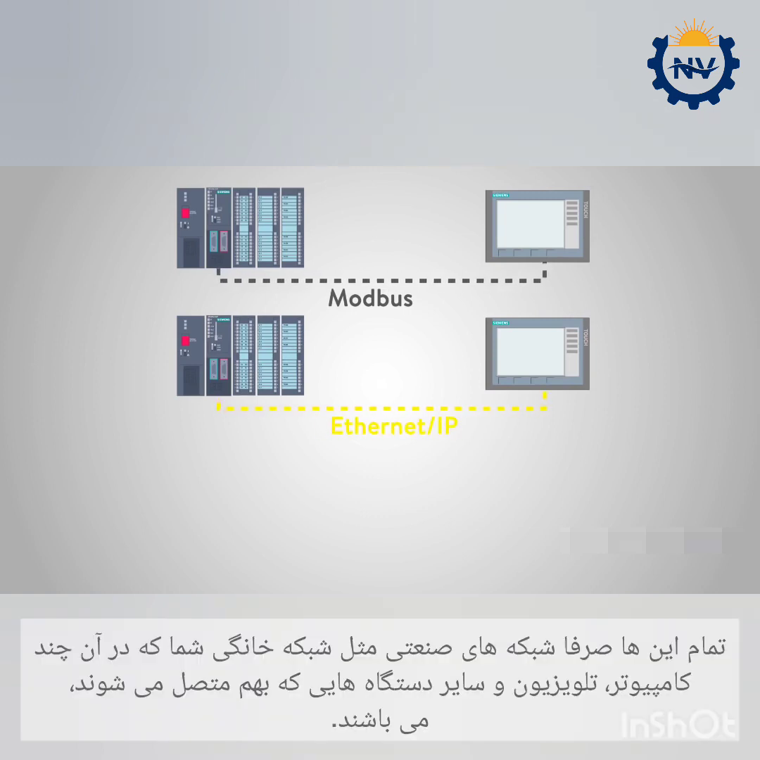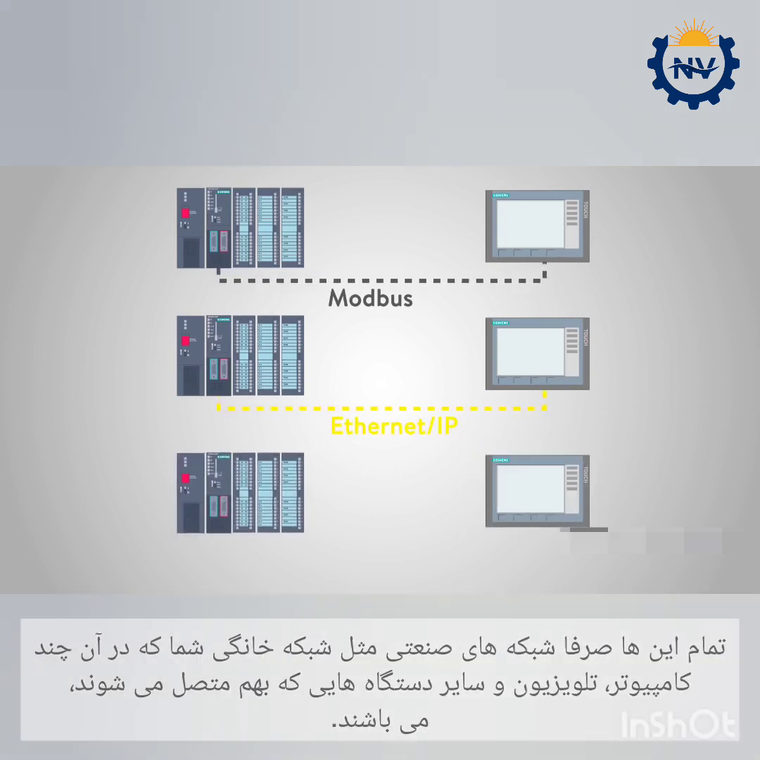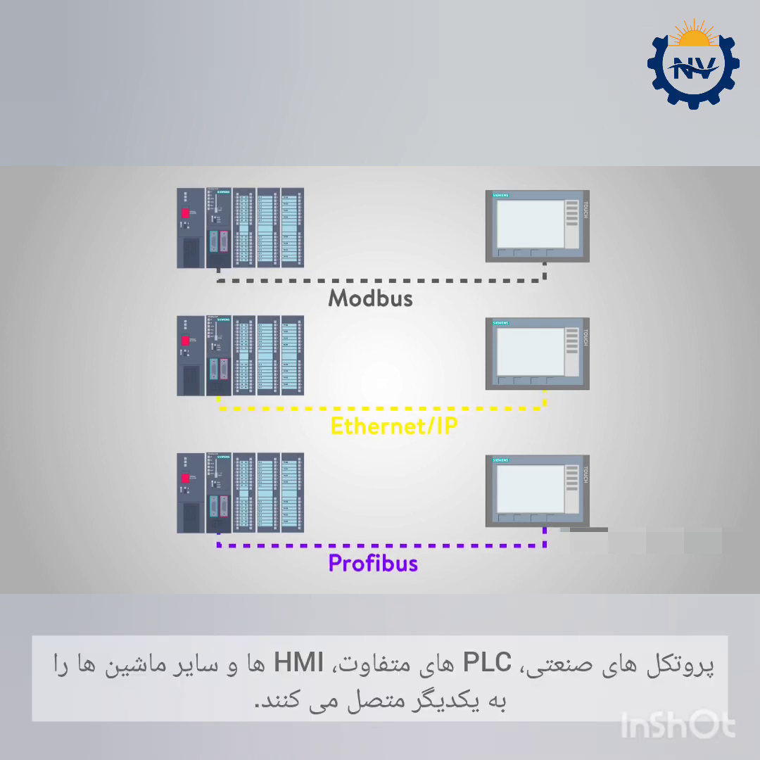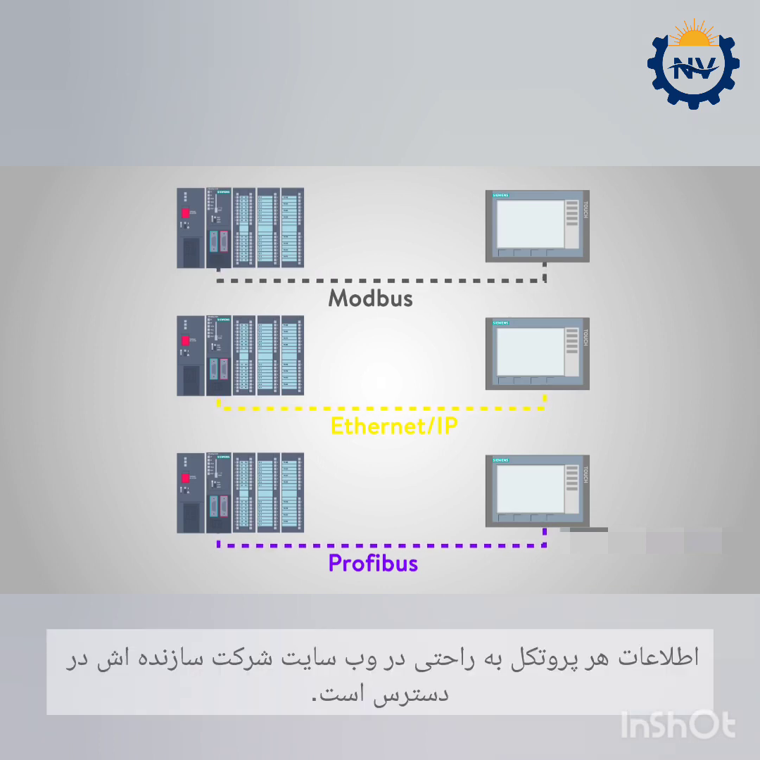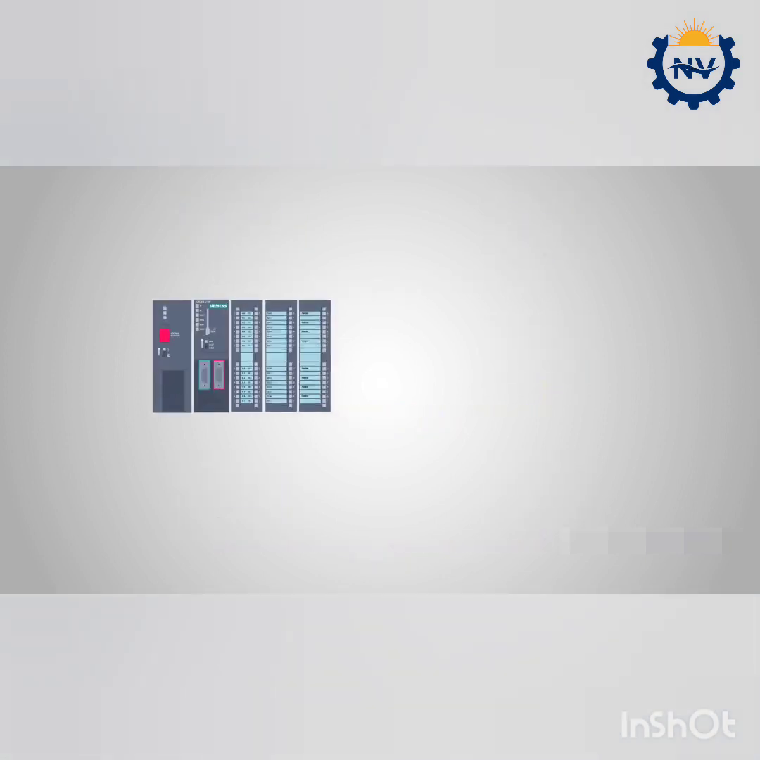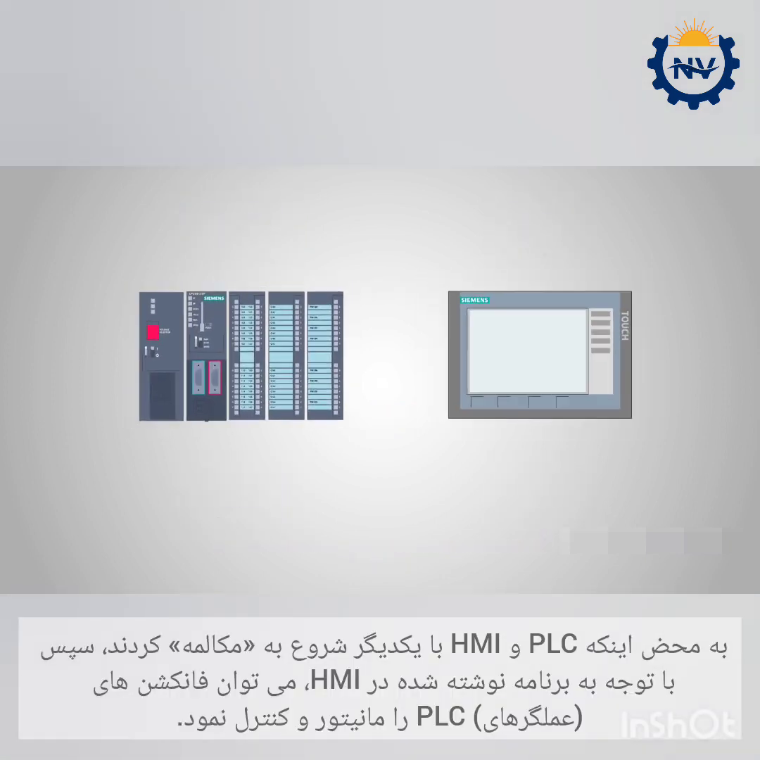These are all just industrial networks, kind of like the network you may have in your home with multiple computers, TVs, or other devices connected to each other. Industrial protocols connect the different PLCs, HMIs, and other machines to each other. Protocol information is easily found on each manufacturer's website. Once the PLC and the HMI are talking, then whatever is programmed into the HMI can be used to monitor and control PLC functions.